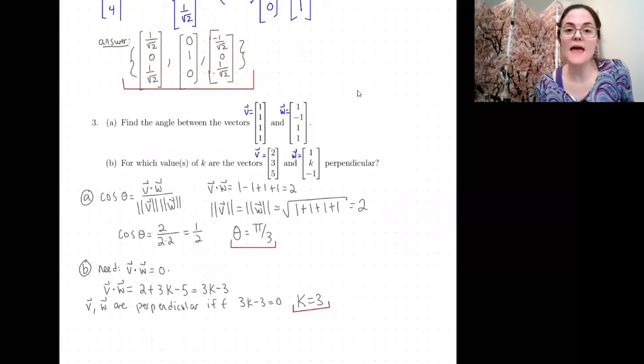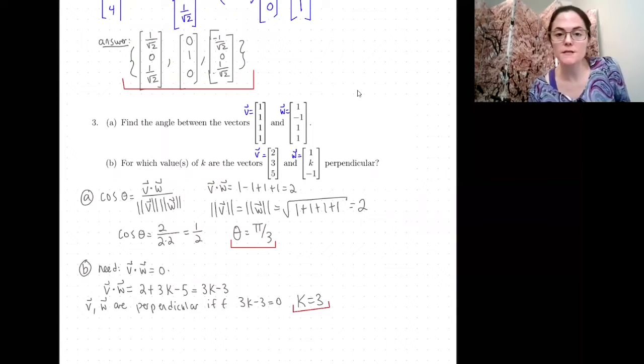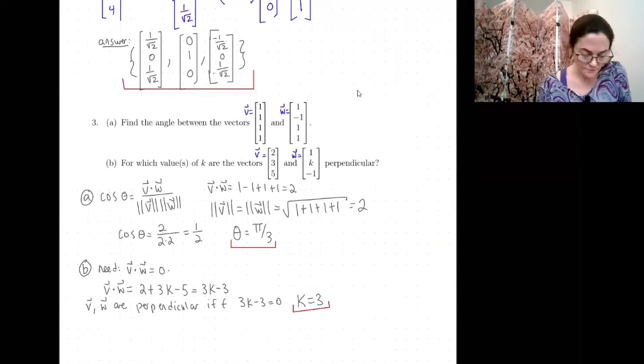We want to find the angle between these two vectors, V and W, in A. And B is a separate problem. Again, I've labeled it V and W, although it's a different V and W. And we want to find the value K such that those two vectors are perpendicular.